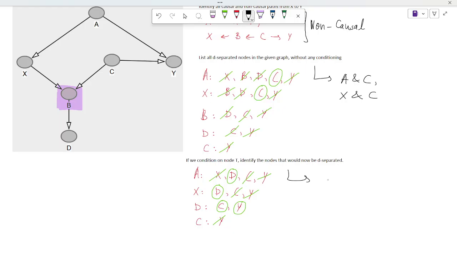Hence, the answer that you are looking for is that you have four such pairs now. You have A and D, and you have X and D, you have D and C, and you have D and Y. Are there any questions at this point?